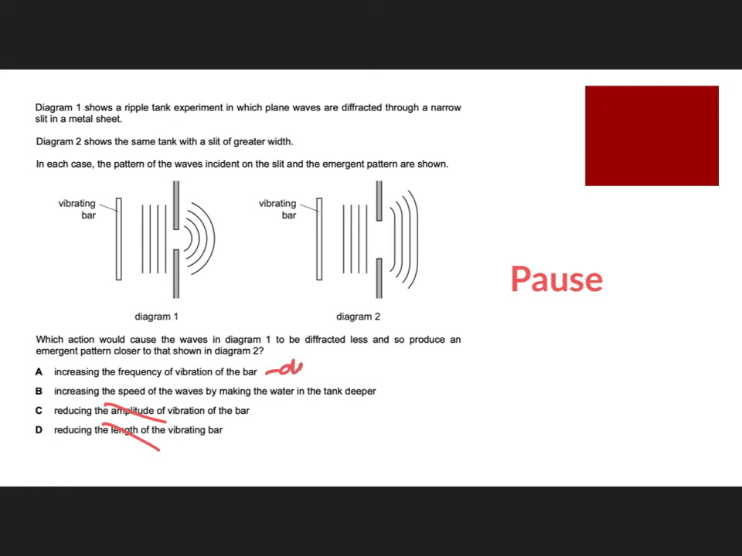That will decrease my wavelength. If I increase the speed of the waves by making the water deeper, that's going to increase my lambda. So then, how am I going to get this to occur? Remember, if the wavelength is smaller compared to the opening, that's what I have in diagram 2. And we can see here with the small wavefront compared to the size of the opening, then I don't have very much diffraction. So what do I need in this case? I need to have A.